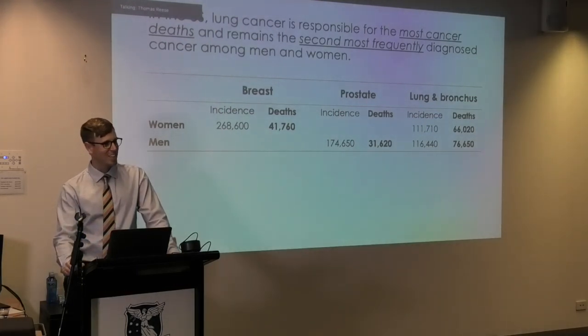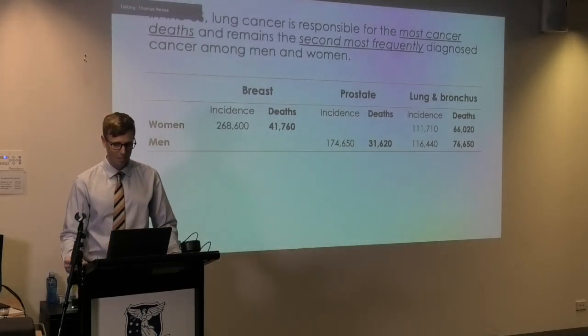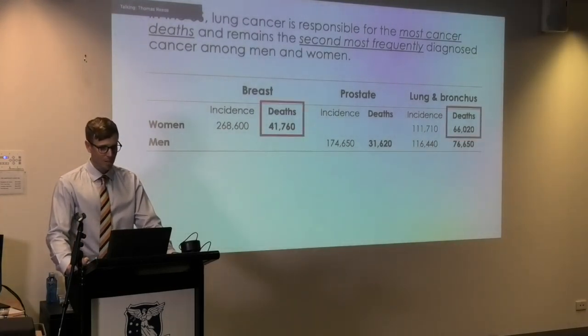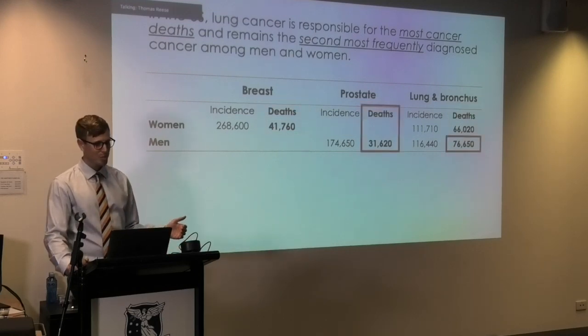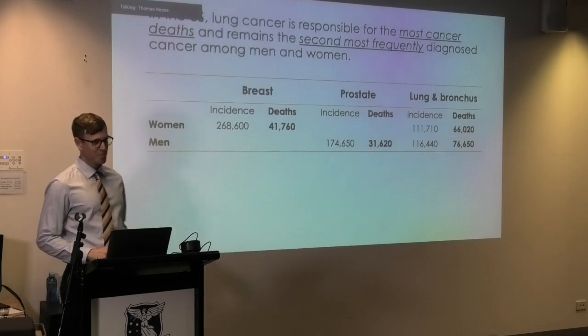But in 2019, in the United States, lung cancer was responsible for the most cancer-related deaths, and was the second most frequently diagnosed cancer. And for the cancers that we routinely screen for, lung cancer caused approximately 58% more deaths in women than breast cancer, and about 142% more deaths in men than prostate cancer. So those were interesting numbers.